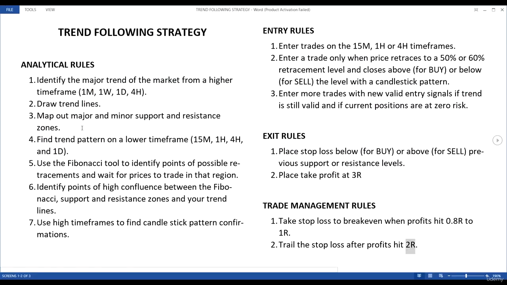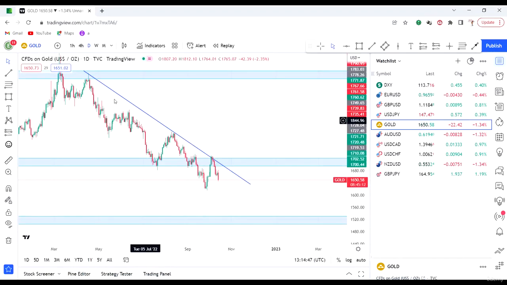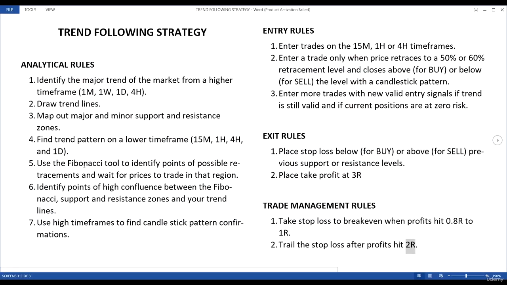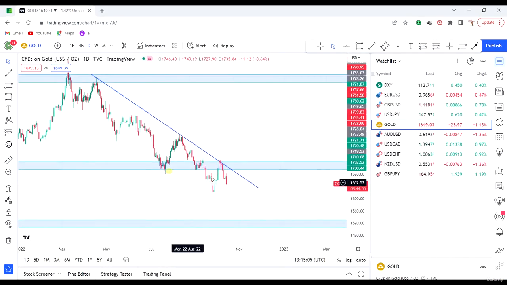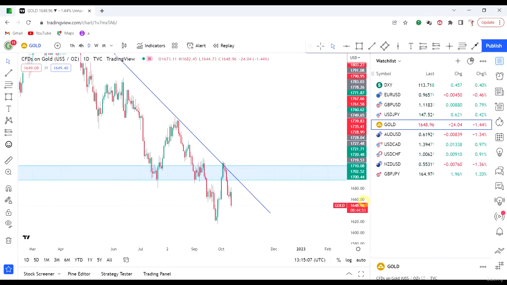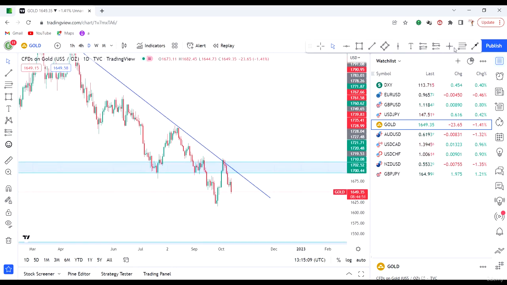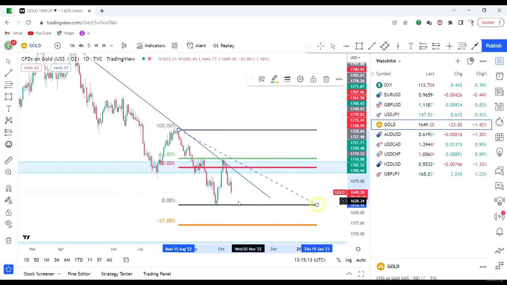And when we look at our rules, we see that we find trend pattern, and of course we've seen the trend pattern here. We find lower lows, lower highs, lower lows, lower highs, lower lows, lower highs, right? Good. So the trend is downward. And then we use the Fibonacci tool to identify points of possible retracements and wait for the market to trade in that region. Now, where was the last swing high? Take our Fibonacci tool, and this is the last swing high. Drag it down to the last swing low, and you can see here it is.